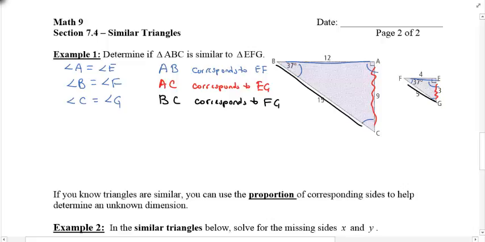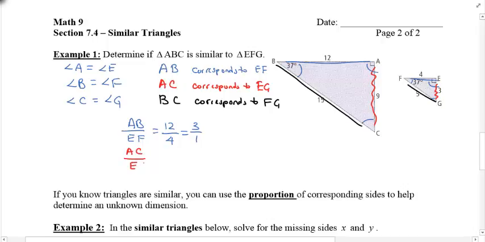If they're similar, we've got the corresponding parts. That's great, but now let's look at the ratio. So I'm going to take a look at AB and finding its ratio with EF. AB, the length is 12. EF, the length is 4. And that reduces to just 3/1.